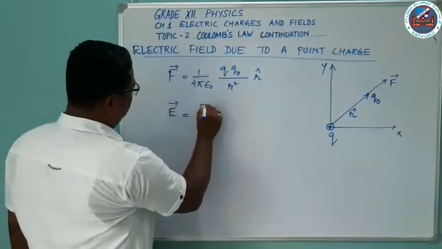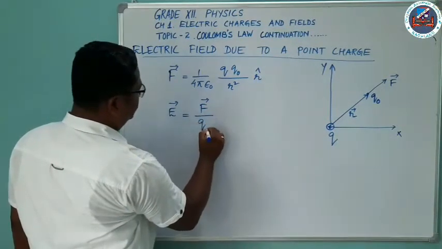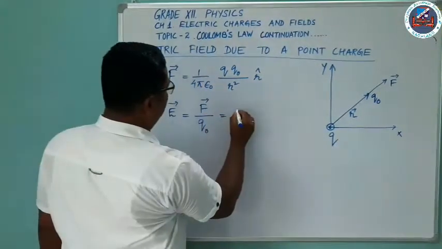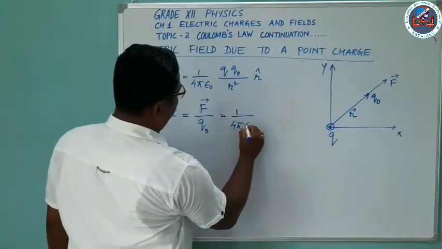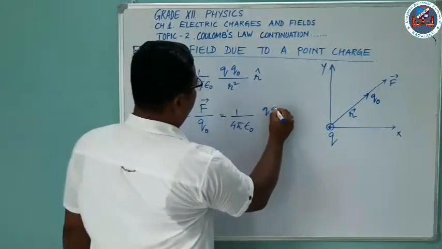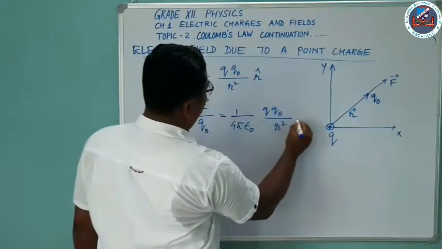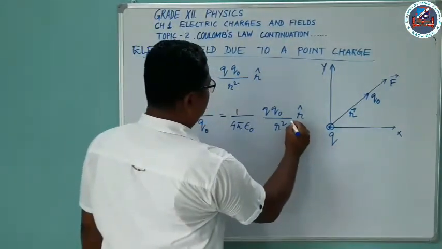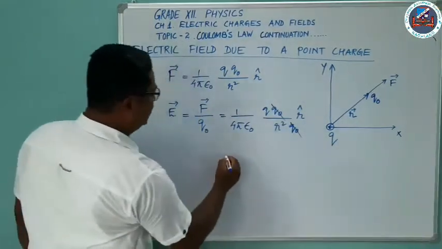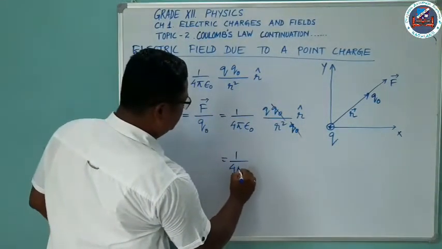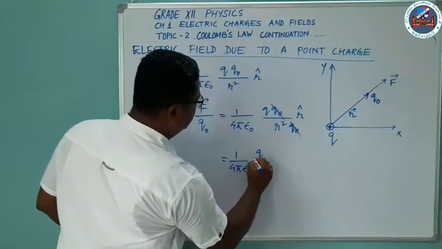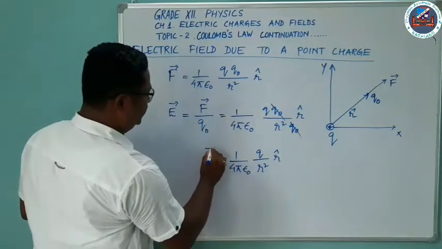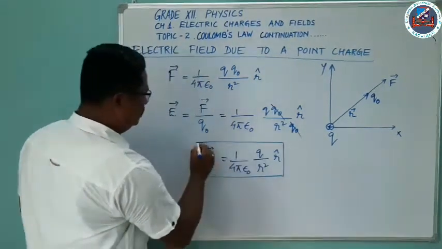Now as we have learned, electric field intensity is the force per unit test charge Q naught. So this can be written as force divided by Q naught. If you put it here, then you will get 1 by 4 pi epsilon naught Q Q naught divided by r square, r cap, and outside again divided by Q naught. This Q naught you can cancel out and get the expression for electric field intensity due to a point charge. This is the expression for electric field intensity due to a point charge.